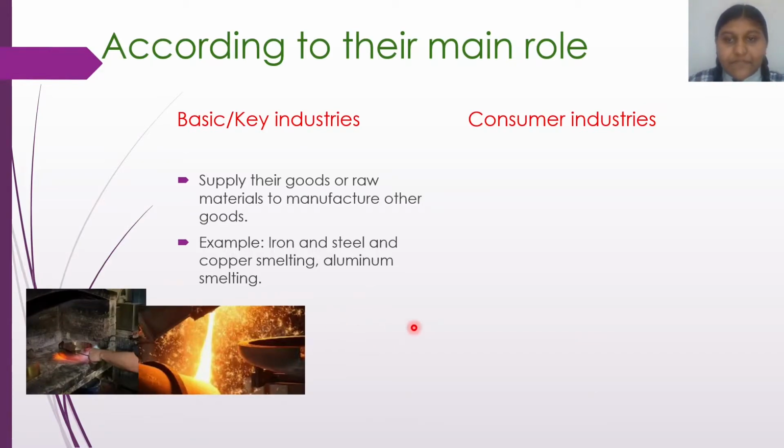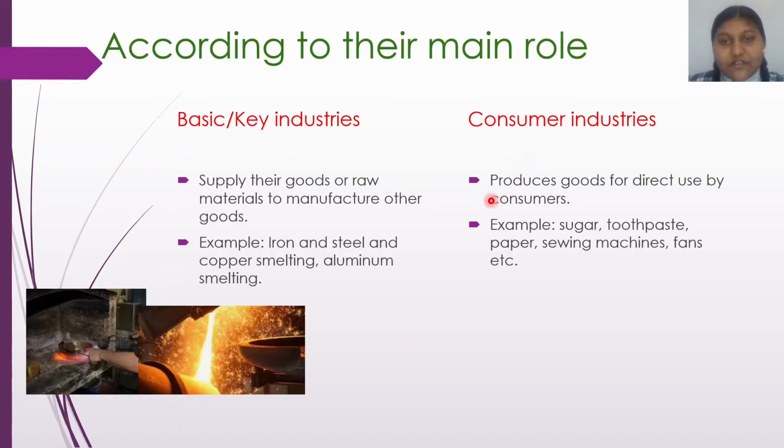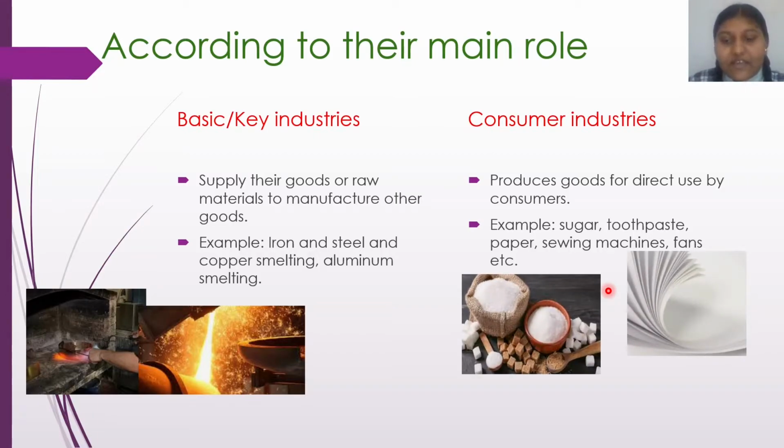Consumer industries produce goods for direct use by consumers, example sugar, toothpaste, paper, sewing machines, fans, and etc. That means the consumer industries' products are meant for the direct consumption of the consumers, example sugar is meant for the direct consumption by the consumers, paper, toothpaste and etc.